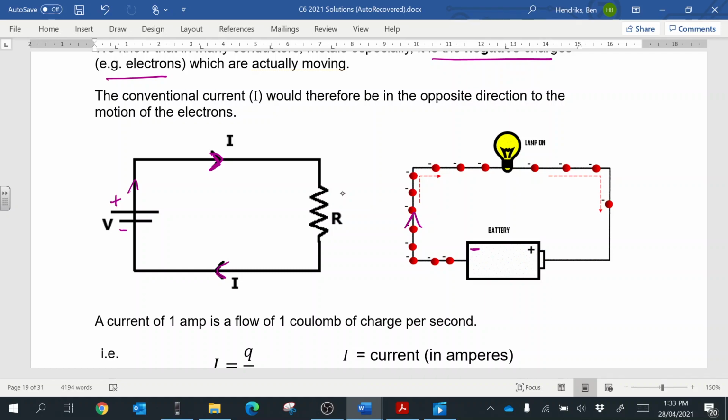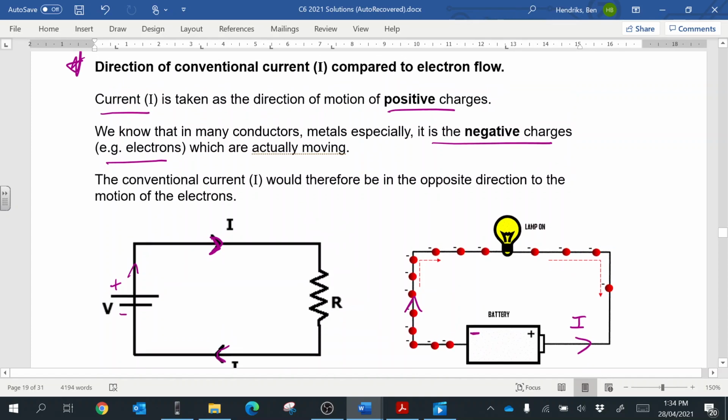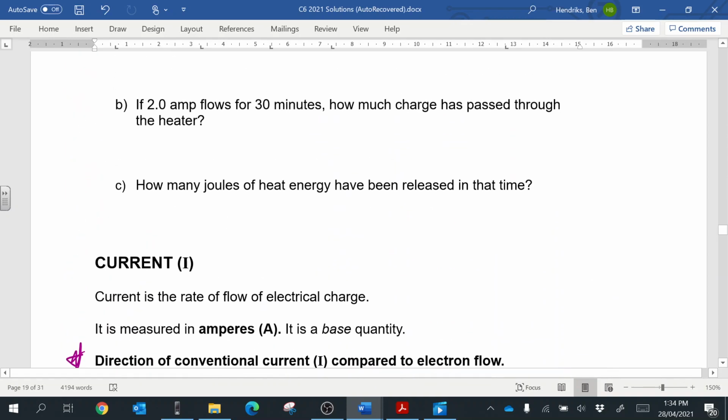But I would say that the current is actually moving in this direction. It's actually a really annoying convention that they set up. If they set it the other way, it would be very handy for us. But we just have to remember that. So even though we're saying we have a positive current, the electrons are actually moving in the opposite direction. Anyway, with that in mind, we'll go back up.